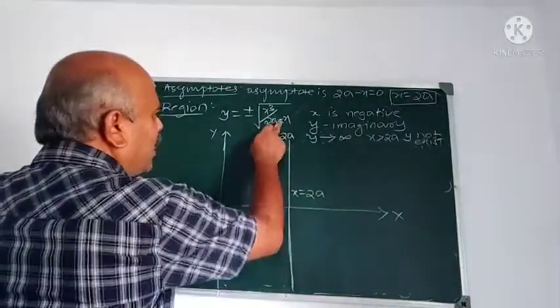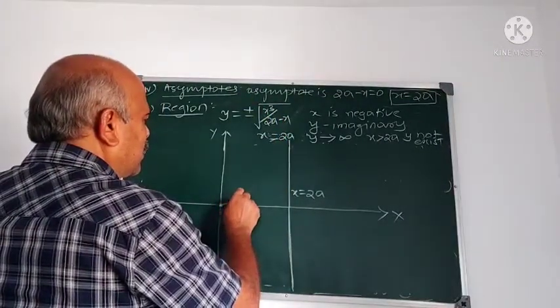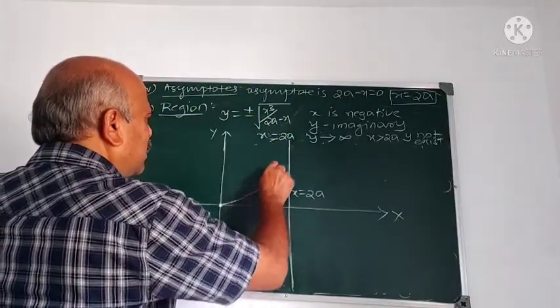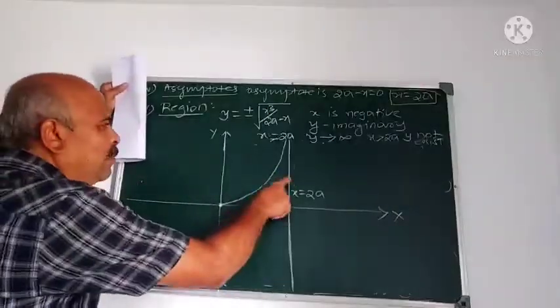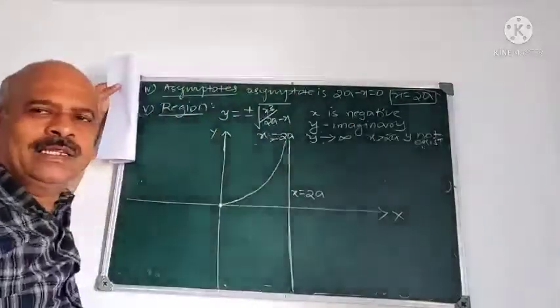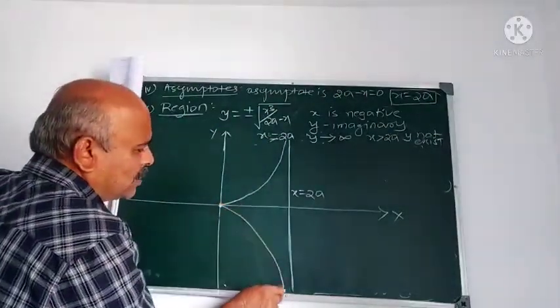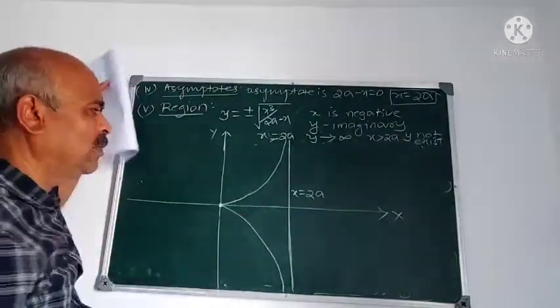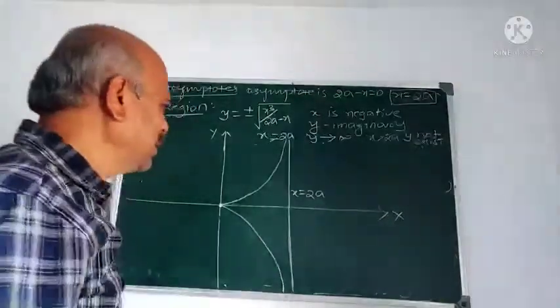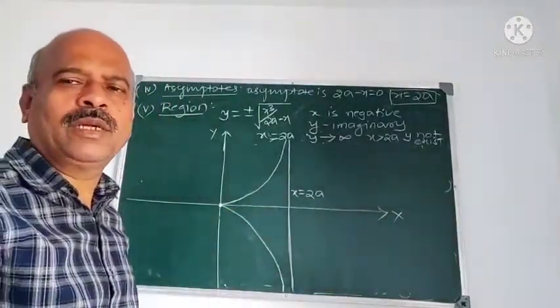When x is 2a, y becomes infinity. So when x increases, the values of y increase and it becomes infinity. When x is 2a, y becomes infinitely large. It extends to infinity. Now, since the curve is symmetric about x axis, this is the shape of the curve, and this is called cissoid.